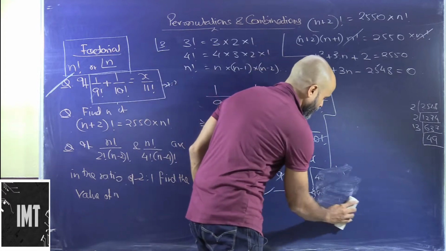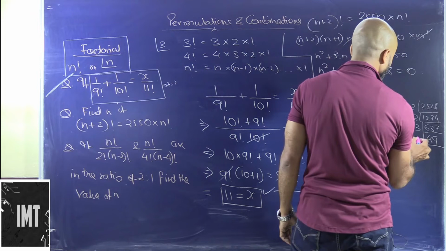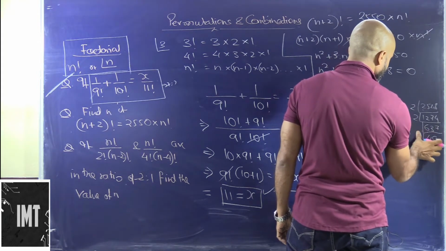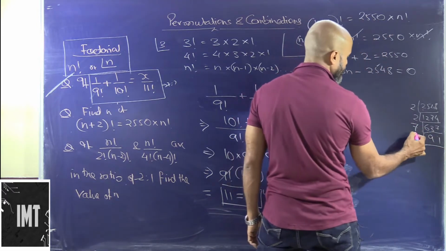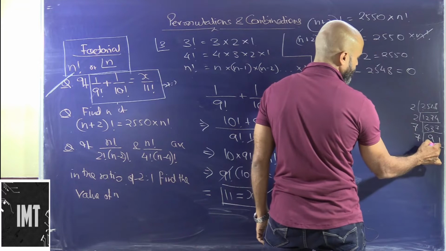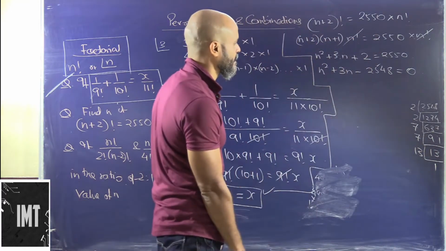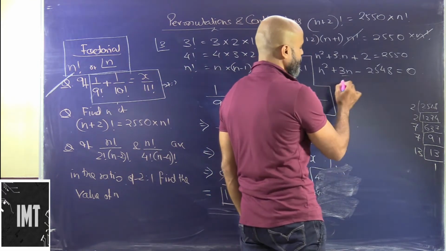So 49 times will be this. Okay, so we have 7 sevens are 49. We can divide this by 7, right? 7 nines are 63, 7 ones are 7, 7 ones are 7, 7 13s are 91, so we have here 13 ones are 13. So these will be the factors of 2548. From here we need to get 3.